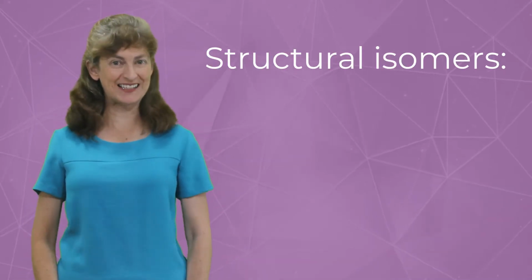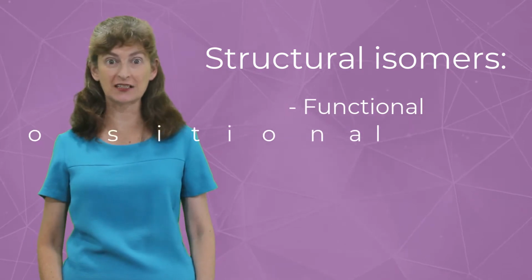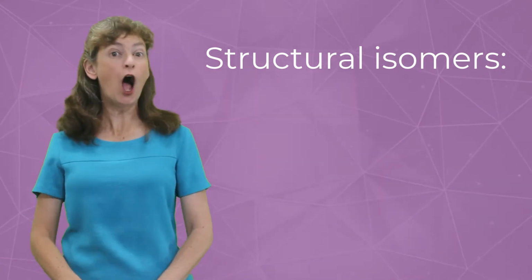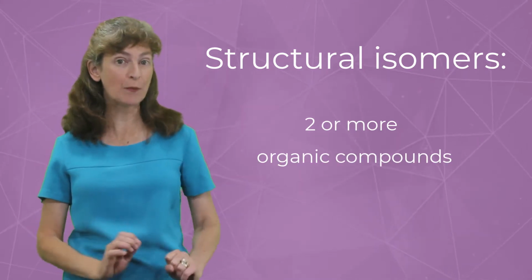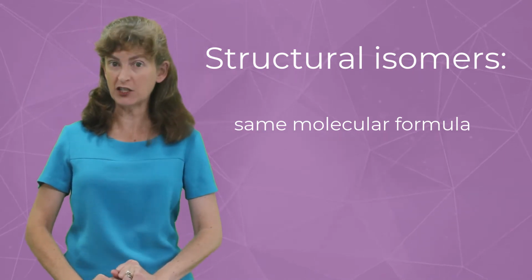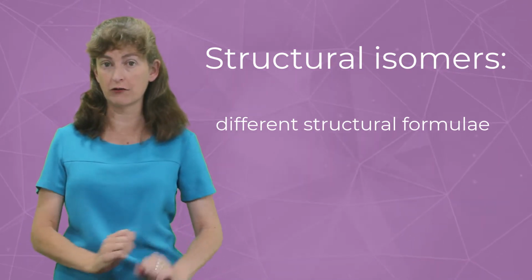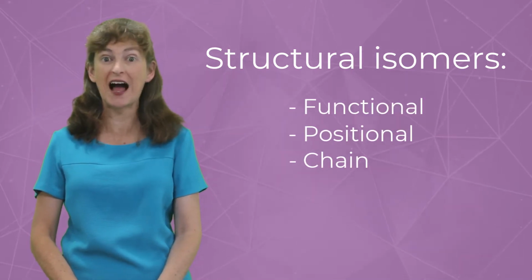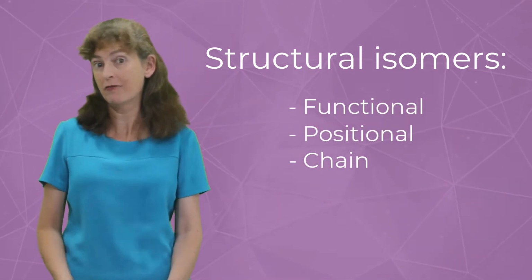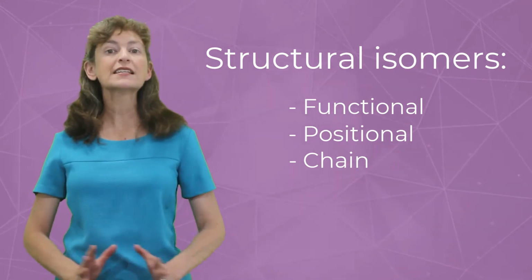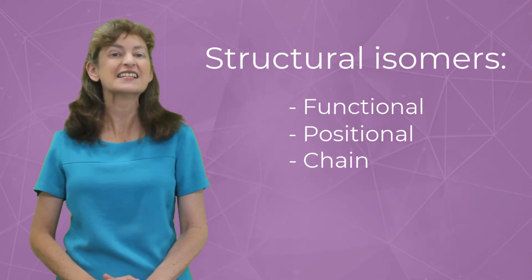In this movie, we look at 3 types of structural isomers: functional, positional, and chain isomers. All structural isomers are 2 or more organic molecules which have the same molecular formula as one another, but which differ in their structural formulae. How they differ depends on which type of structural isomer we're speaking about: functional, positional, or chain isomers. We look at the definition of each of these and some examples.